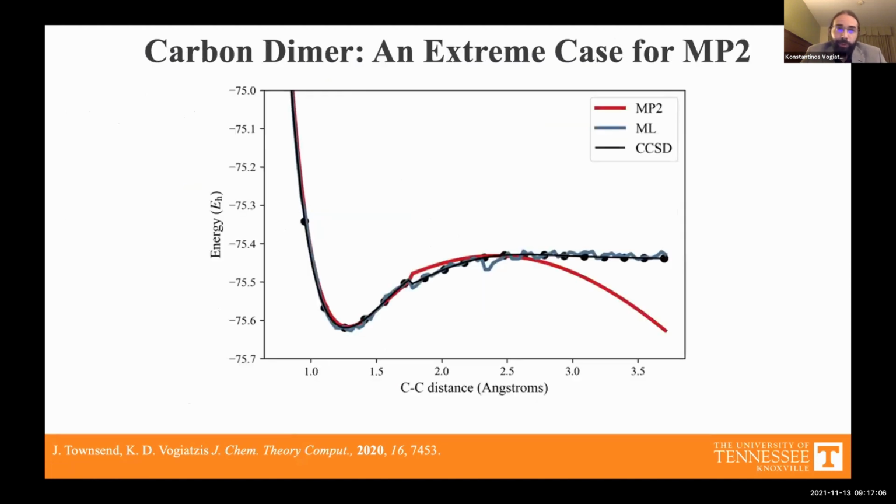A nice question that we got during the review process from an anonymous reviewer was whether these models actually inherit the problems of MP2 or behave as coupled cluster should behave. For that reason, we used a carbon dimer. And for the carbon dimer with MP2, as you can see, we get the wrong dissociation curve. It goes to very low energies at longer carbon-carbon distances.